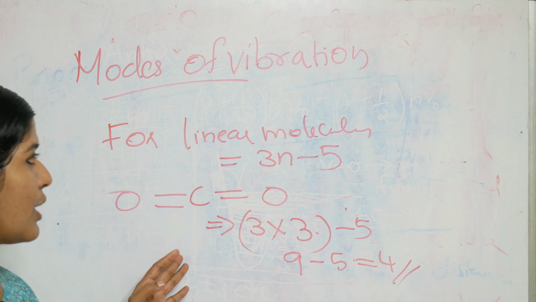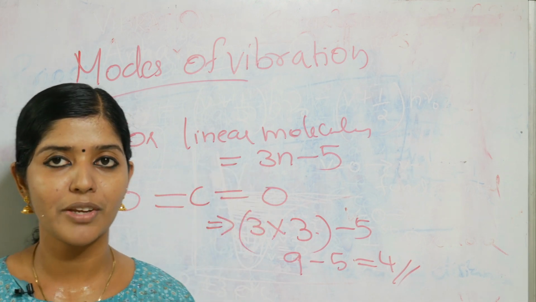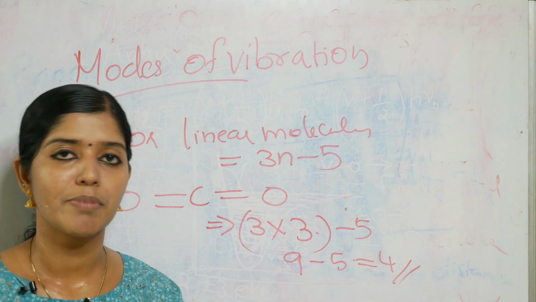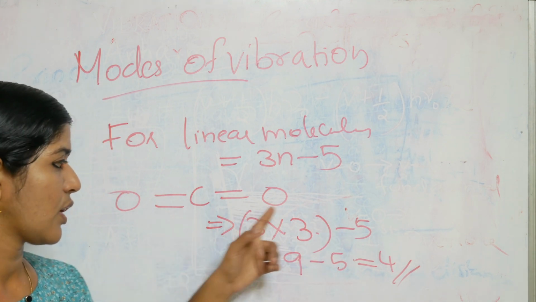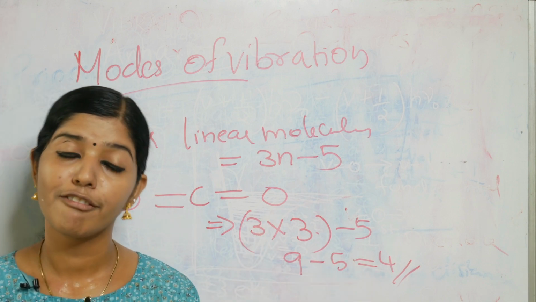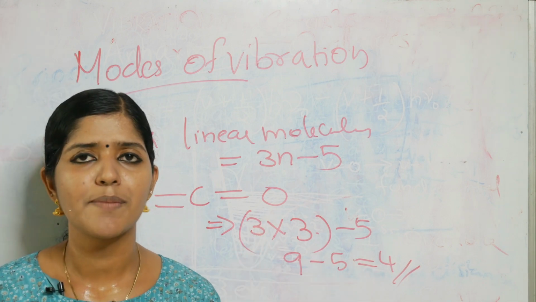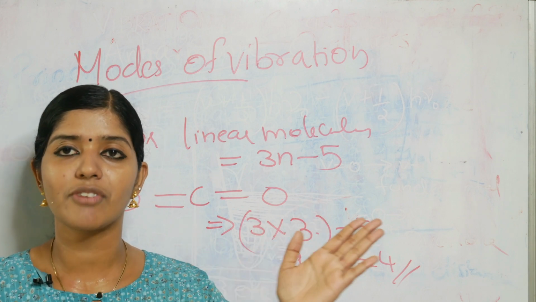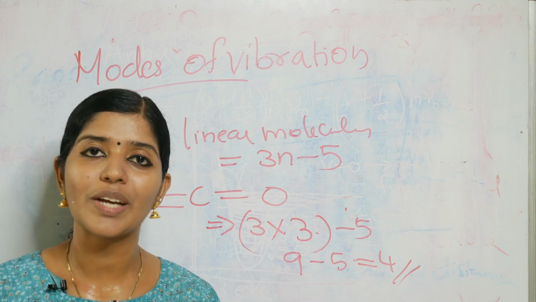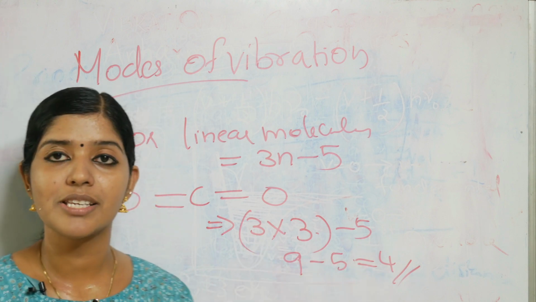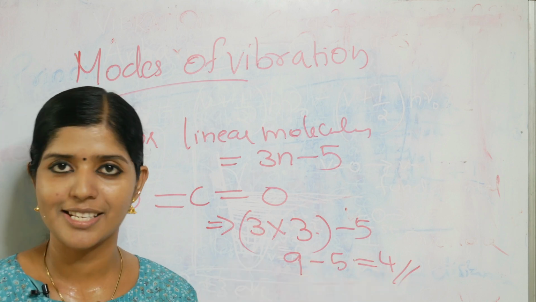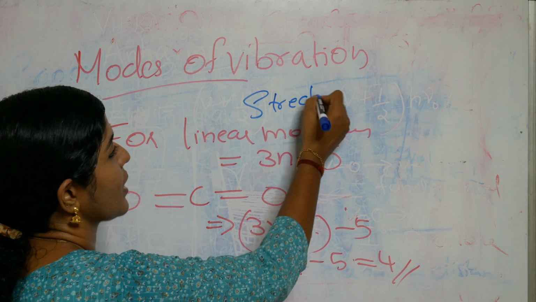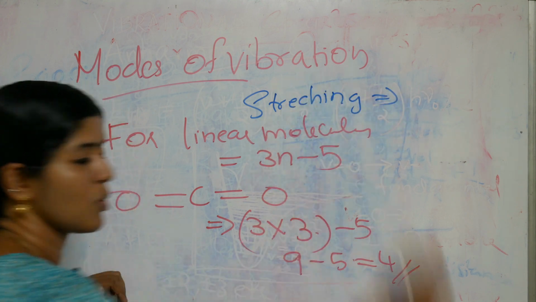So for linear molecules, how to calculate the number of modes of vibration? That is equal to 3n minus 5, where n is the number of atoms present in the molecule. So in the case of CO2, the number of modes of vibration is 4. There are two types of vibrations. First is stretching and second is bending. So either it can stretch or it can bend. So how to calculate how many stretching vibrations and how many bending vibrations there are? For that also we have equations.